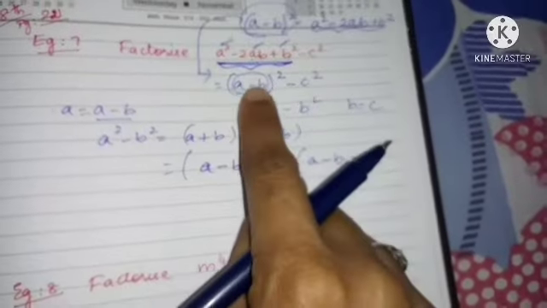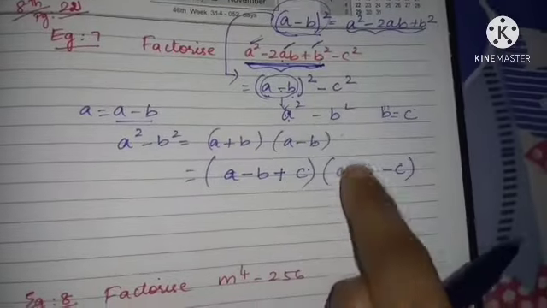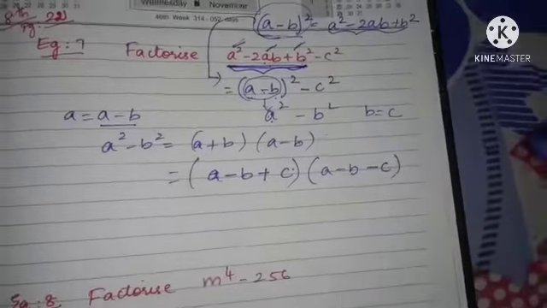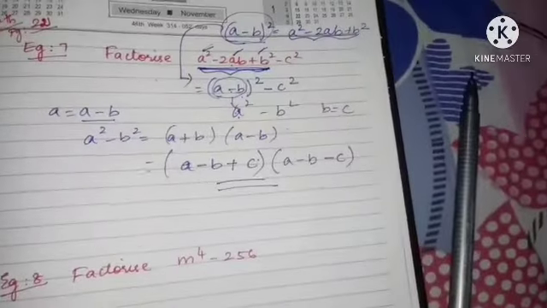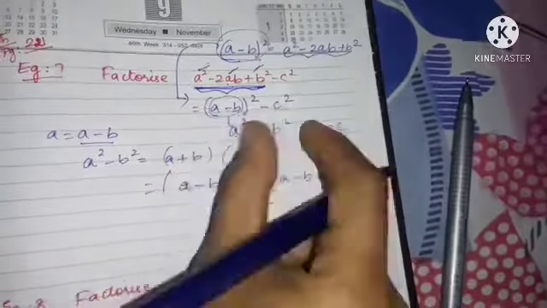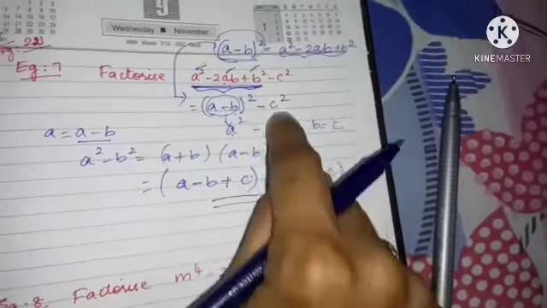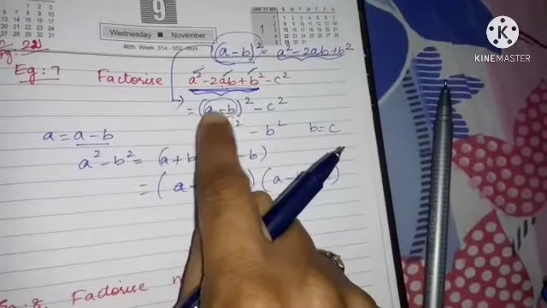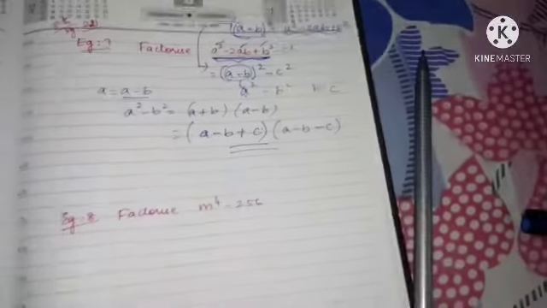So this is (a minus b plus c), then (a minus b minus c). Did you understand? So now this is your required factorized form. First I have used one identity to make the expression very short, then again one identity is used, which is nothing but a square minus b square. So these two factors have come. This is your required factorization.